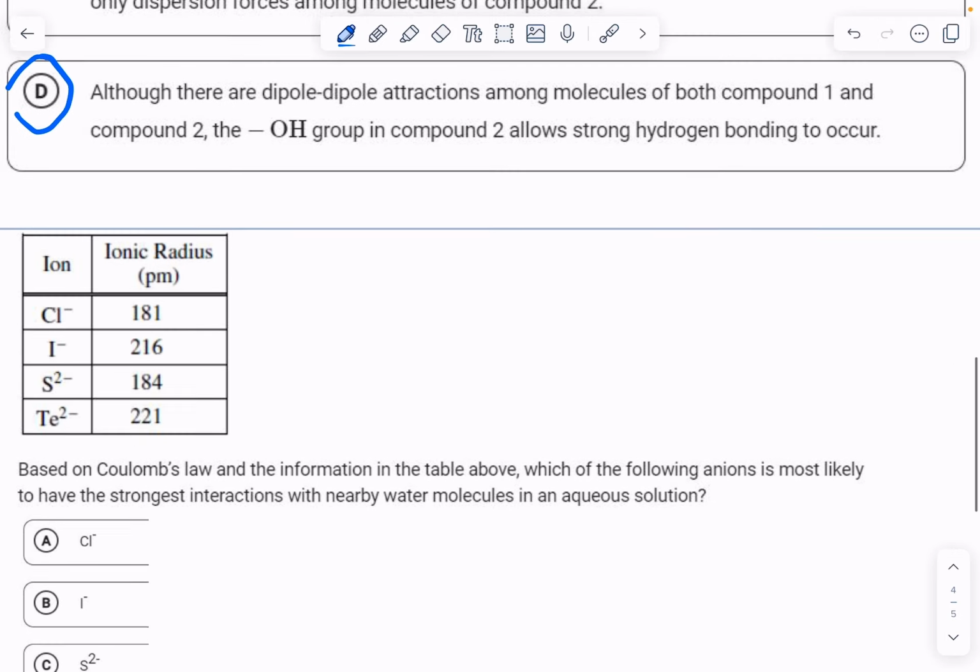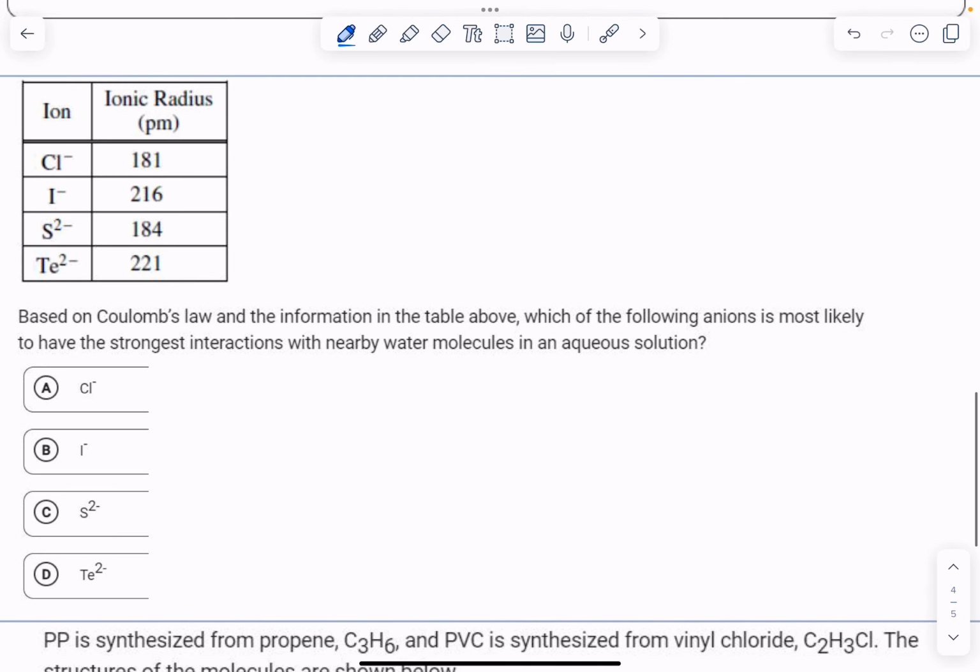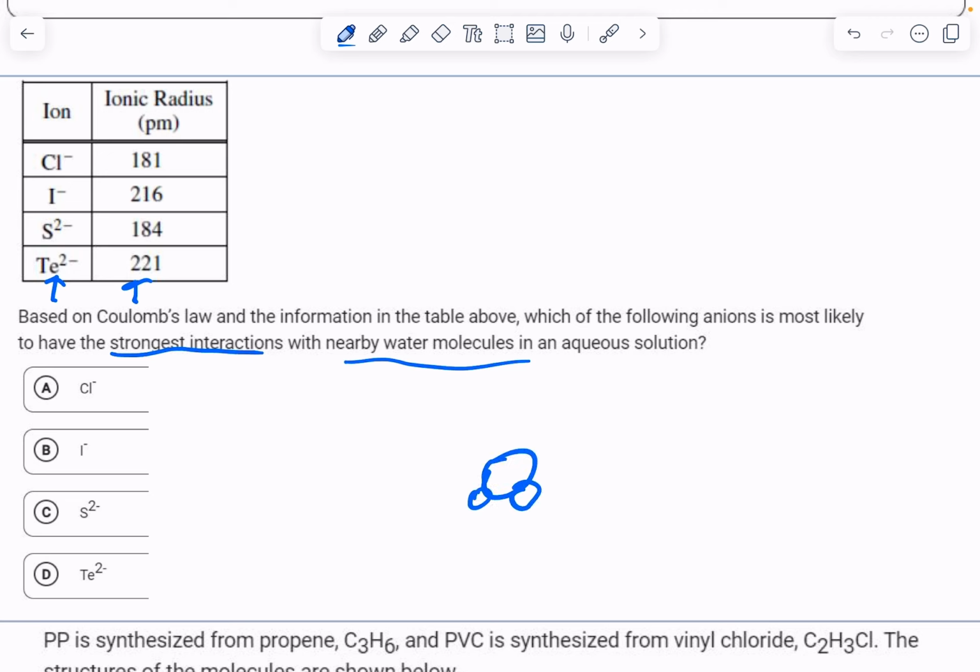Okay, for this next question, we've got a table of ions and their radii, I don't know how you say it. Based on Coulomb's law and the information in the table above, which of the following anions is most likely to have the strongest interactions with water molecules in an aqueous solution? Okay, so there are two factors that are going to affect the strength of attraction to a water molecule, and that is the charge of the ion and the distance of the ion.